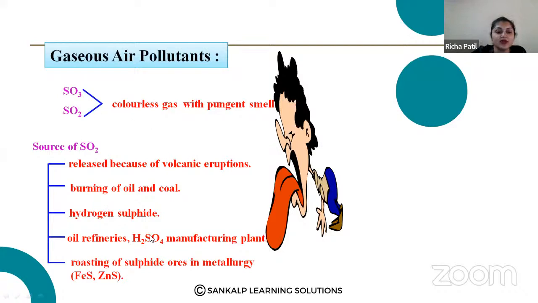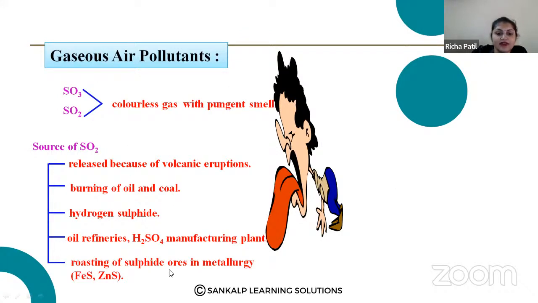Then oil refineries. Oil refineries means from where you are extracting your oil. Then H2SO4 manufacturing plants, where sulfuric acid is produced. From those manufacturing plants also sulfur dioxide gas is released. Because this is a gaseous air pollutant, it means in your air, this sulfur dioxide will be mixed. So this is in gaseous state.